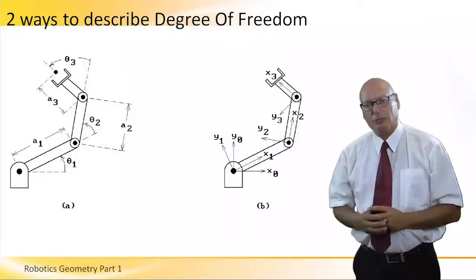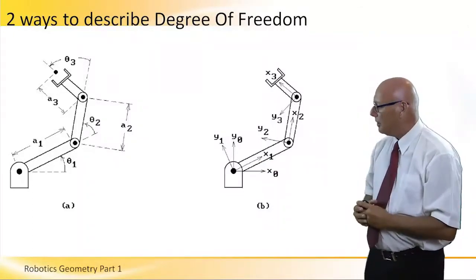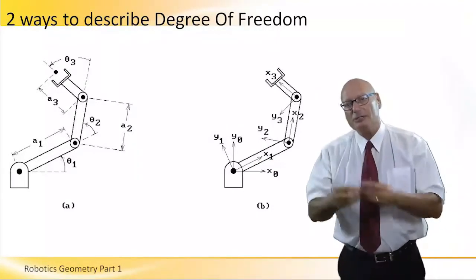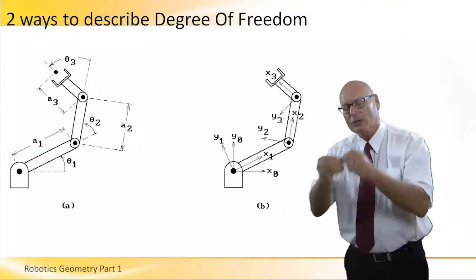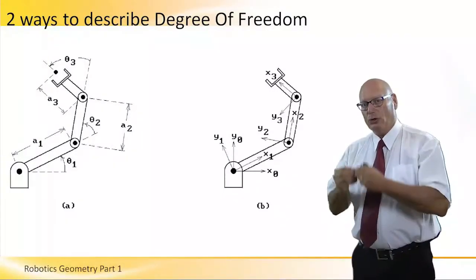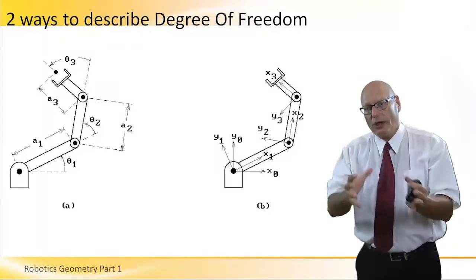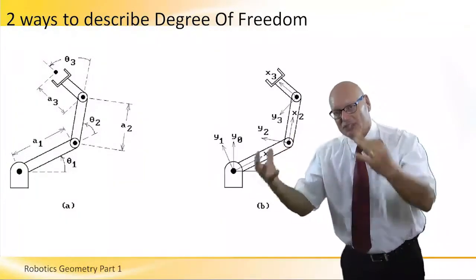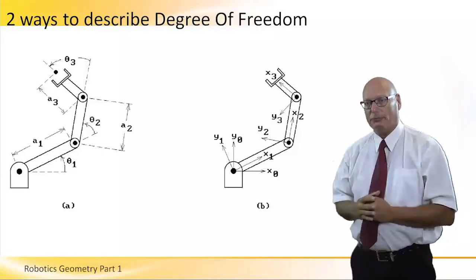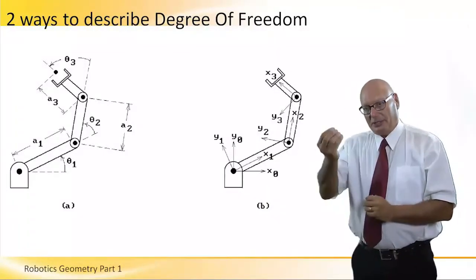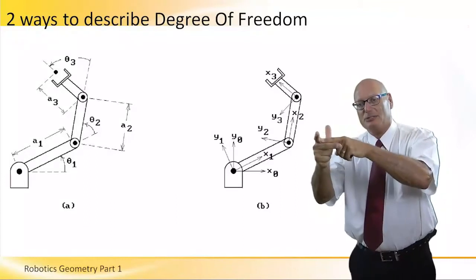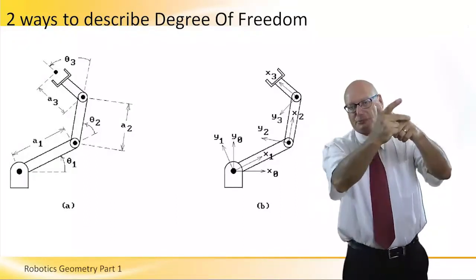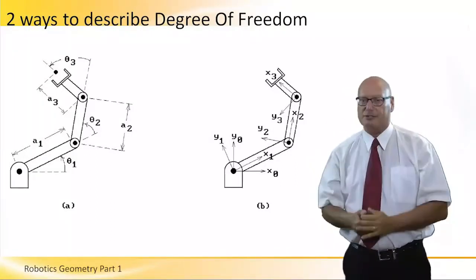Another way to describe degree of freedom, on the right-hand side of the picture, is having X, Y, Z coordinate values for each joint. Knowing that, we will know where each joint is in space in our working envelope. And we can define the degrees of freedom according to the position in space of joint number 1 and the position in space of joint number 2. So there are two ways.